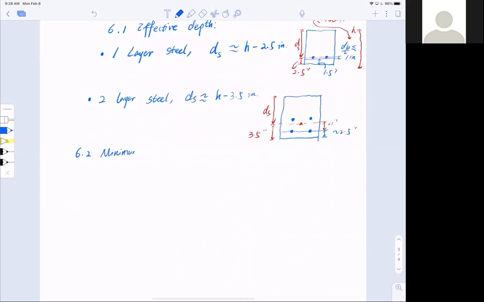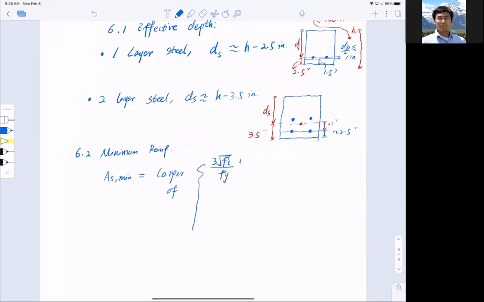No problem. So now the second critical thing we need to remember before we start is the minimum reinforcement. This is from stories in the 1950s and 60s, the airplane hangar cracking. We need to provide at least the larger of 2 equations. What are the 2 equations? One is 3 square root of f prime c divided by fy, times bw d. And remember, we talked about this, bw here is the web width.